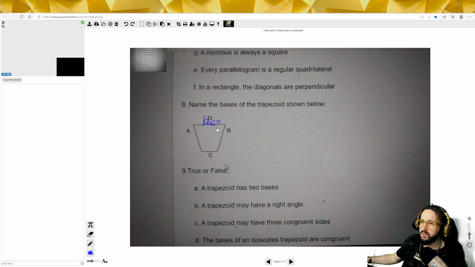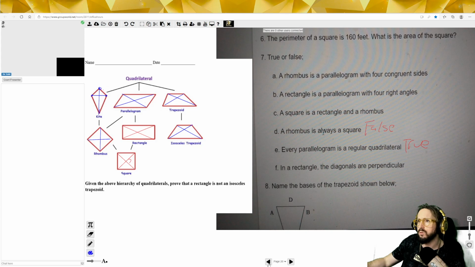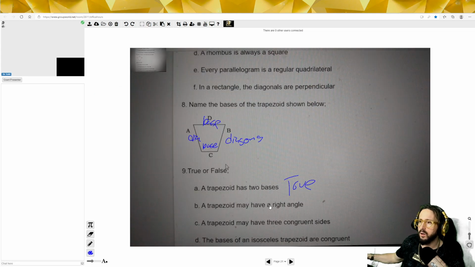I don't know what to name these bases, dude. I'm just gonna call this base diagonal. I don't know what you're supposed to do with this. Trapezoid has 2 bases, that's true. A trapezoid may have a right angle, is that true? Yes, you could have this type of trapezoid. This would be a trapezoid technically.